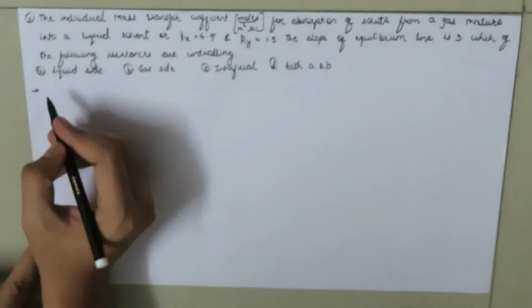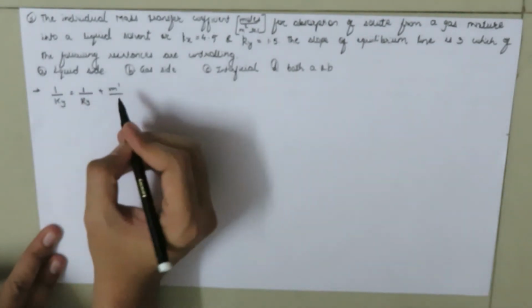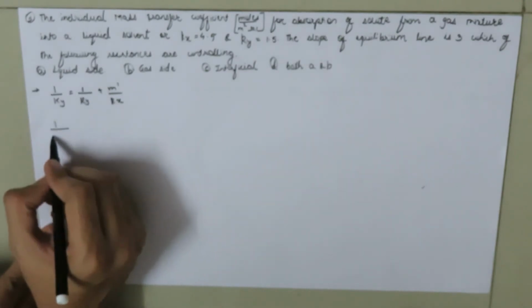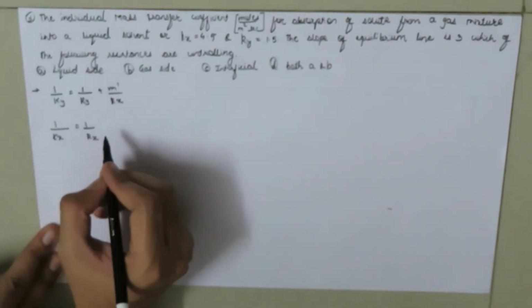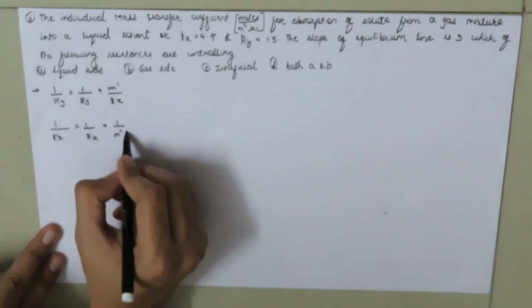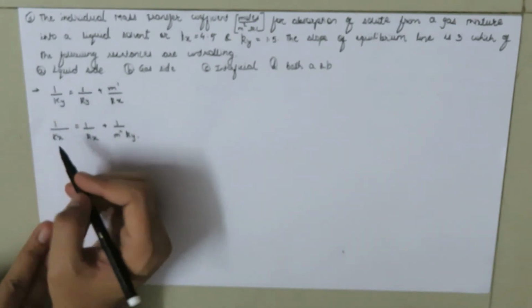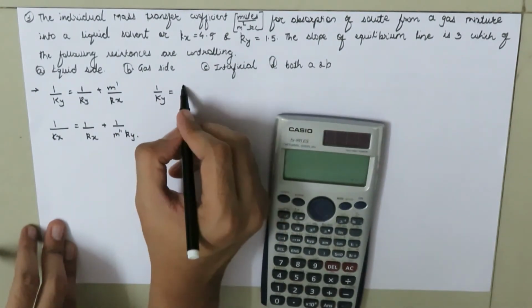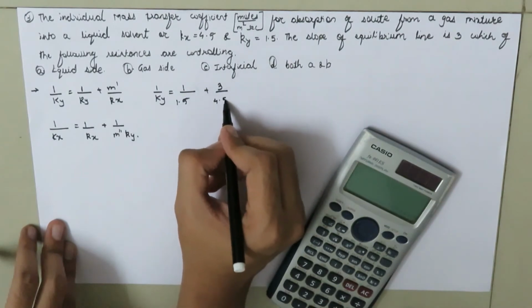So what we are going to do is, first we know that 1 upon capital KY is equal to 1 upon small KY plus M prime upon small KX. And in very similar fashion, we can write for the liquid side. So 1 upon capital KX is equal to 1 upon small KX plus 1 upon M double prime times small KY. And now we need to calculate 1 upon capital KY and 1 upon capital KX. So here we have 1 upon capital KY is equal to 1 upon small KY is 1.5 plus slope is 3 over KX is 4.5.